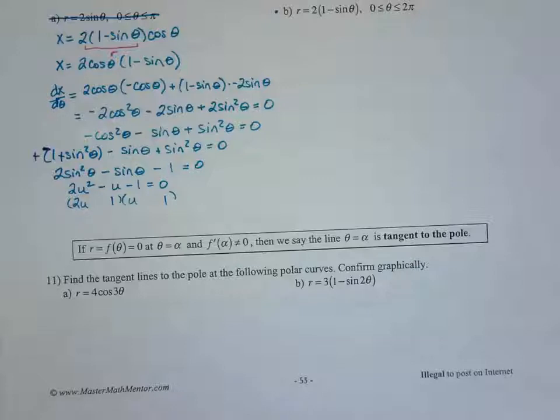Destiny, do you have a question? Yeah, for the U's, how are they able to be the same U's if they're different signs? Okay, sine of theta is what u is. So since it says 2 sine squared, I just say 2u squared. You see what I'm doing?